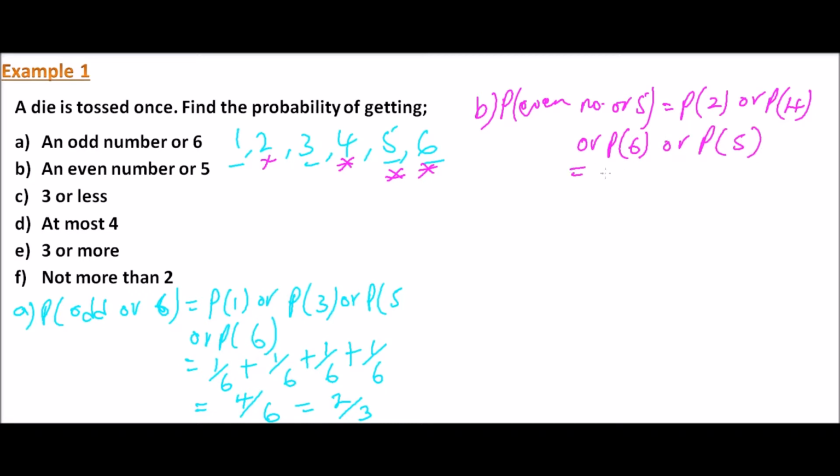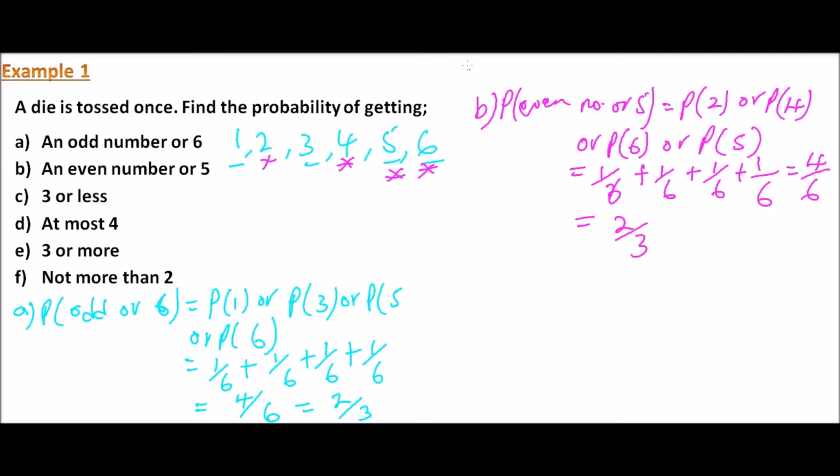So this will give us probability of getting 2 is 1 over 6, plus probability of getting 4 is 1 over 6, plus probability of getting 6 is 1 over 6, plus the probability of getting 5 is 1 over 6. So this is 4 over 6, and when you simplify you get 2 over 3. So that's the probability of getting an even number or 5.